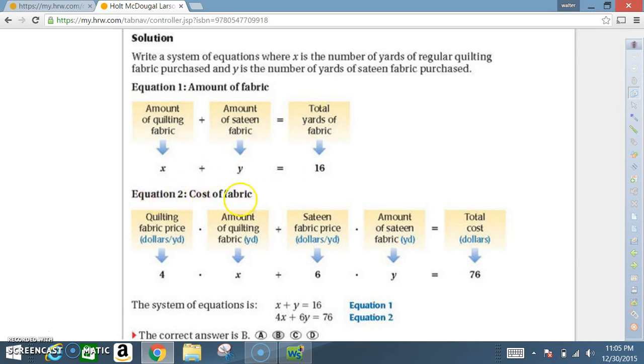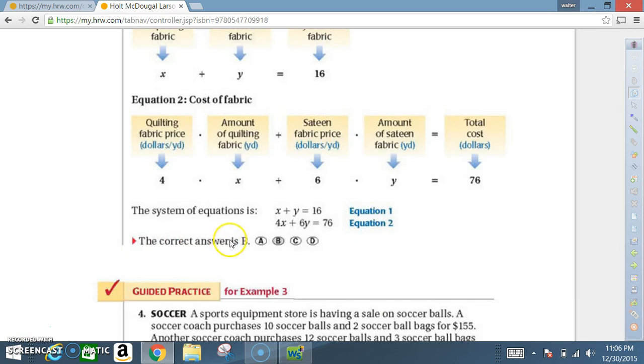Equation 2, cost of fabric. Quilting fabric price, 4. Amount of quilting fabric, x. Sateen fabric price, 6. Amount of sateen fabric, y. Total cost, $76. Notice here is quantity and here is price. The system of equations is x plus y is equal to 16 and 4x plus 6y is equal to 76. So the correct answer choice is B.